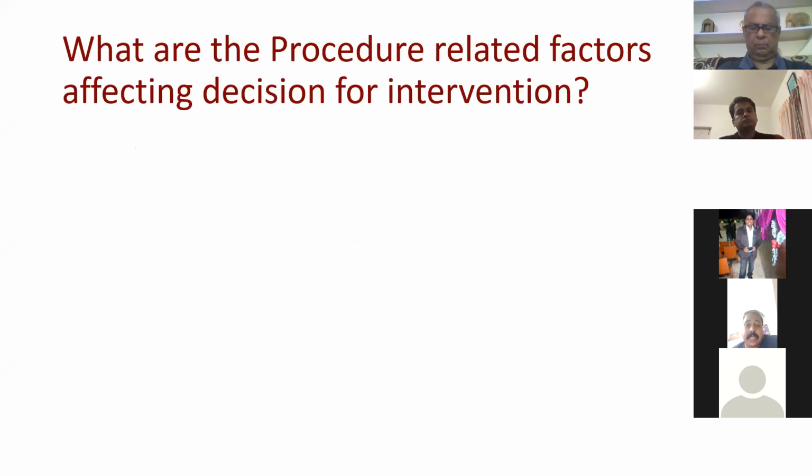Next come the procedure-related factors affecting the decision for intervention. There are three procedures we do for carotid disease to prevent stroke: one is carotid endarterectomy, second is carotid artery stenting, transfemoral, and the newer one is TCAR.